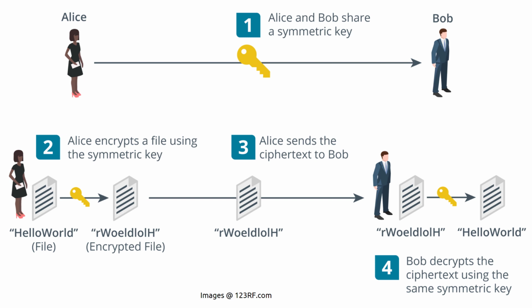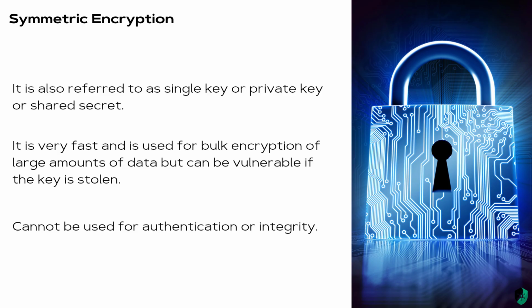Alice and Bob will have access to the exact same symmetric key. Alice will take the key and will encrypt the file using that particular symmetric key. The file becomes a ciphertext. She sends the ciphertext to Bob. Bob then uses the exact same secret key to decrypt the ciphertext and get the actual message that Alice sent.